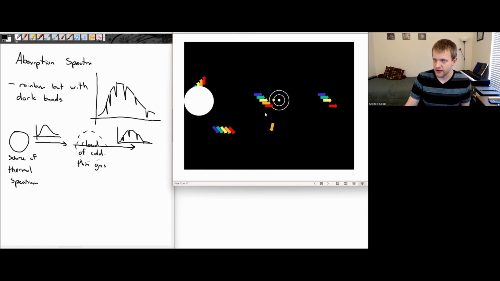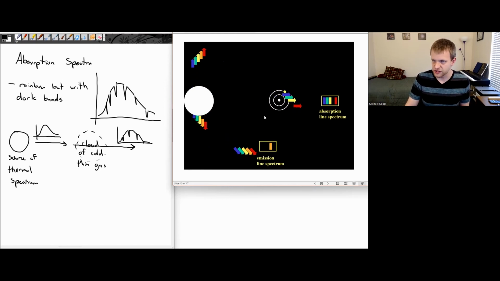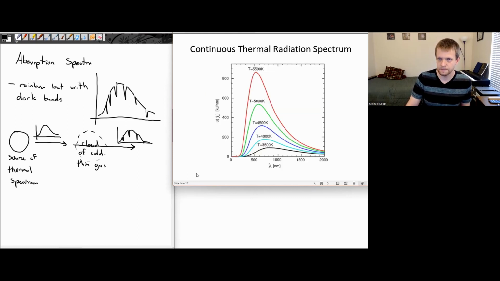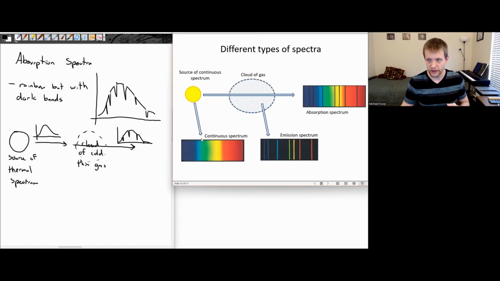So again, I do recommend having a double check through this video to see what's happening, how we're producing this absorption spectrum, how we're producing this emission spectrum. Again, that continuous thermal radiation spectrum gives us lots of different wavelengths of light to choose from. And as that source of the thermal spectrum moves through this cloud of colder gas, all the different wavelengths and energies of light are there. Whichever one this cloud of gas is good at absorbing, it's going to take those out of the spectrum.